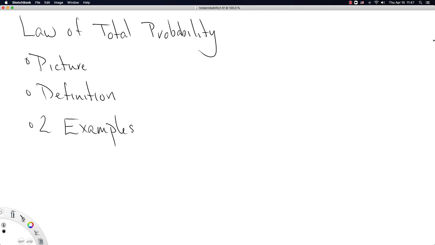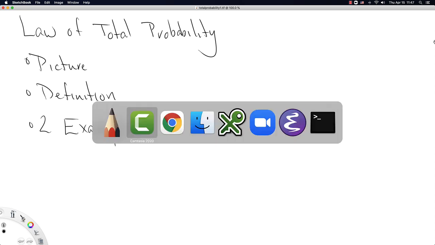This video is going to be about the law of total probability. It sounds pretty technical, but I think with a picture, it's much easier to understand the definition. So we'll lead with the picture, and we'll use that to guide us to a definition. And then we'll conclude with two examples.